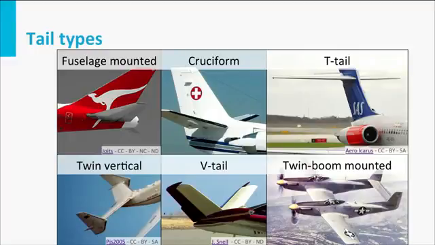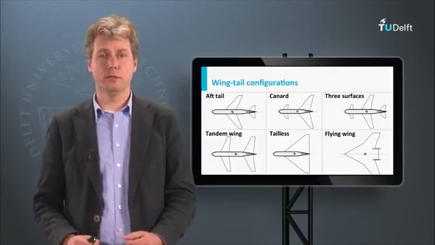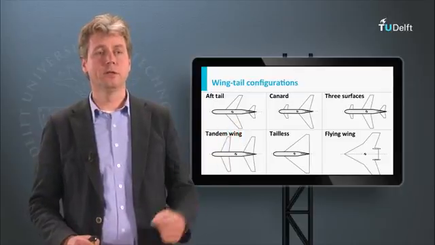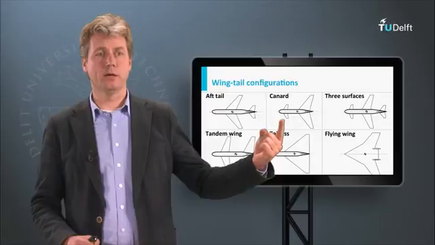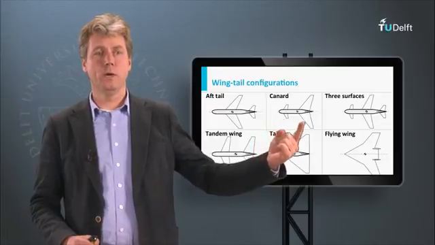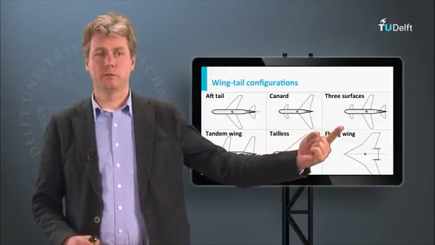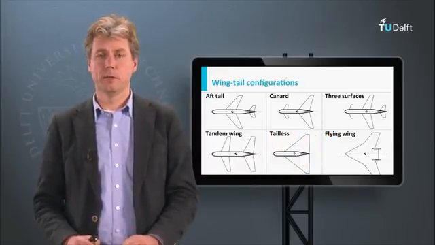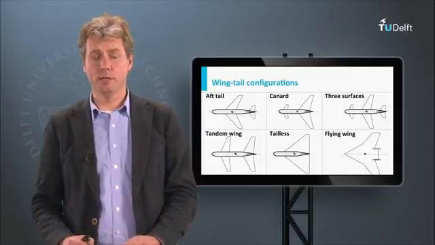And moreover, if we look at the total configuration of the aircraft, there are aircraft which have the standard configuration, like the normal aft tail. But you may have also seen a few which have a canard, so a front tail and a wing aft. And there are three surface aircraft, Piaggio for instance, tandem wing, even some experimental designs, tailless, flying wings.